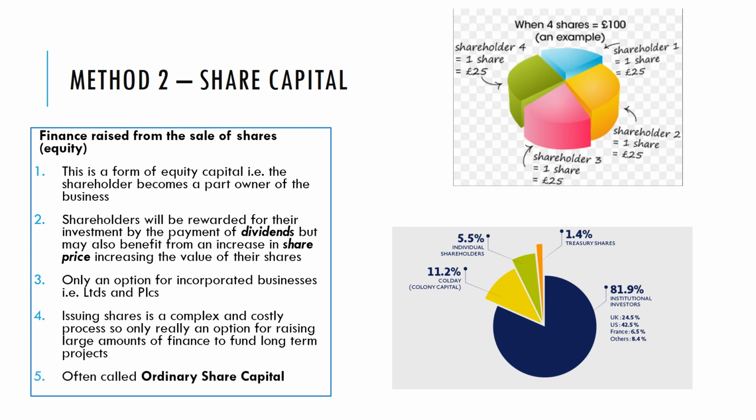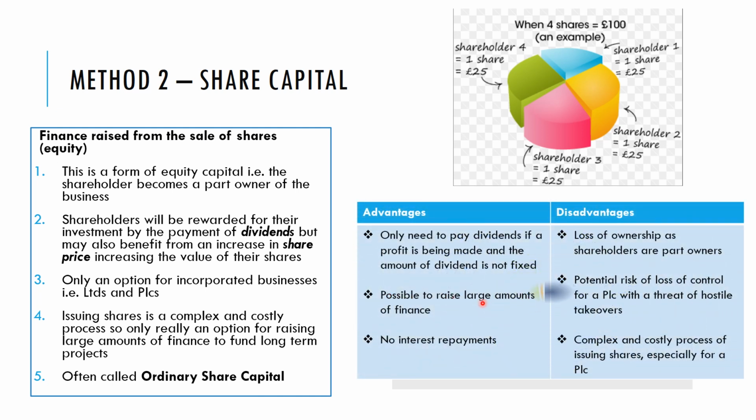Some advantages and disadvantages. Well, you only need to pay back your investors if a profit is being made, and the amount of the dividend is generally not fixed, unlike a loan option would be. A disadvantage, well, you do lose some of the ownership. All the shareholders become joint owners, so there is a loss of ownership to the business or entrepreneur using this approach.